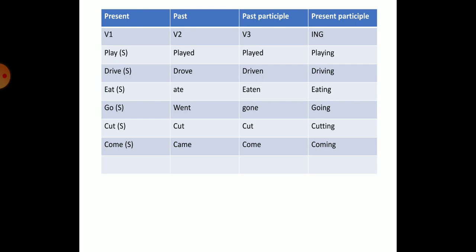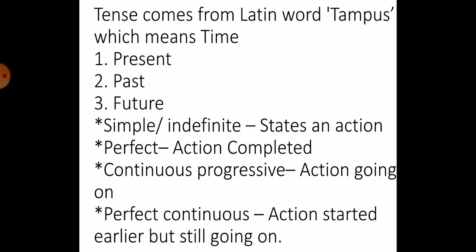Let's see the next. Now, what is the word tense? The word tense actually comes from a Latin word tempus, which means time. Time is divided into three forms: present, past, and future. The tense is further divided into four different forms as well, which makes 12 tenses in English grammar.